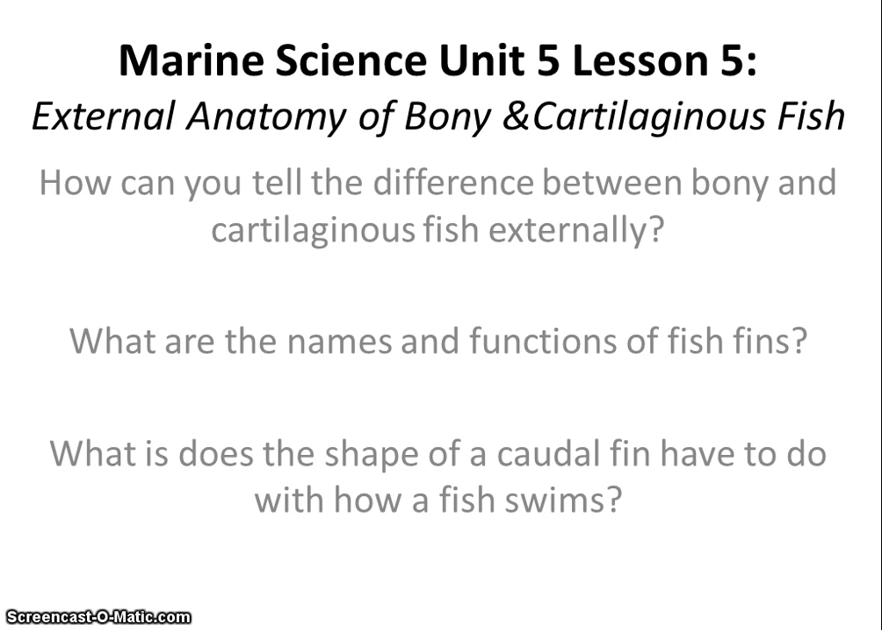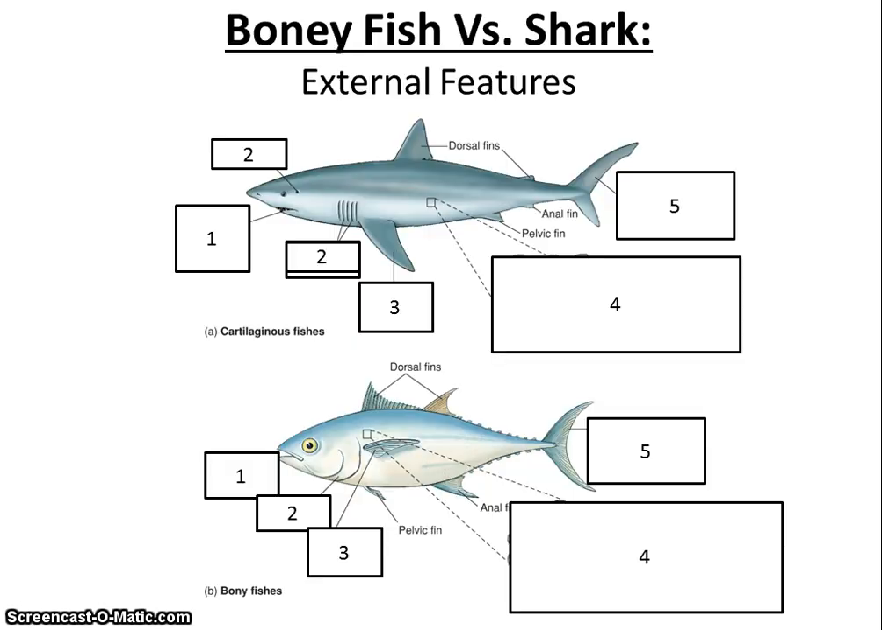Then we're going to talk about the fins that both these animals have and what their functions are. Specifically, we're going to focus in on the caudal fin, the back fin, and talk about how the caudal fin can be modified to help that organism swim through the water. There are 5 essential differences that differentiate cartilaginous fish and bony fish, differentiate sharks from fish with skeletons made out of bone.